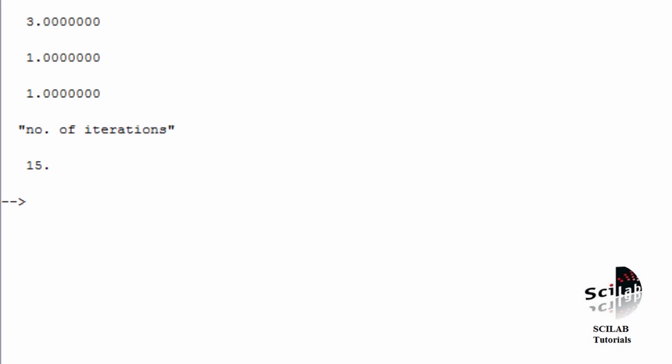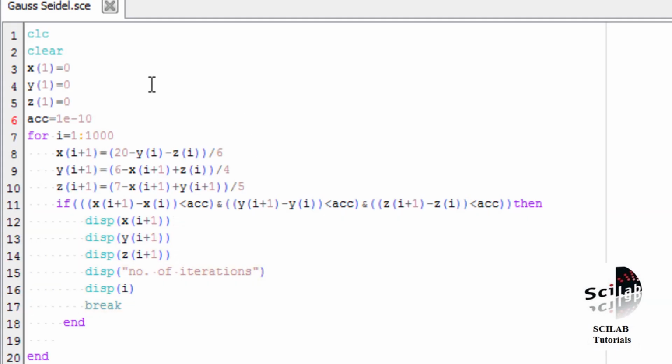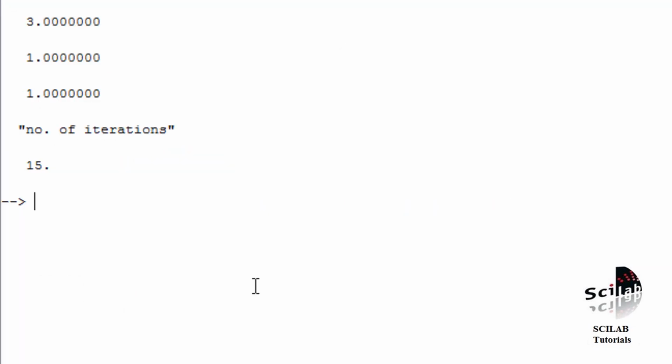So we can see here we are using the initial guess of x, y and z as 0, 0, 0. We can use a random number generator to choose the initial guess randomly. So the random number generator will choose the values between 0 and 1 randomly for x, y and z, and let us again run the code. So again 15 iterations will give the result 3, 1 and 1.